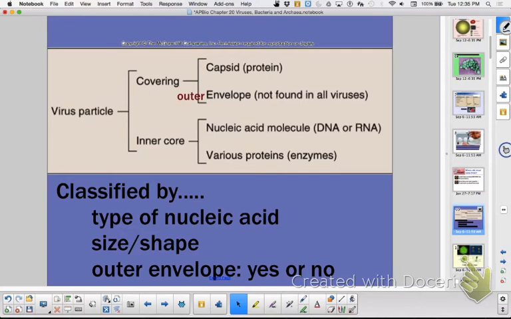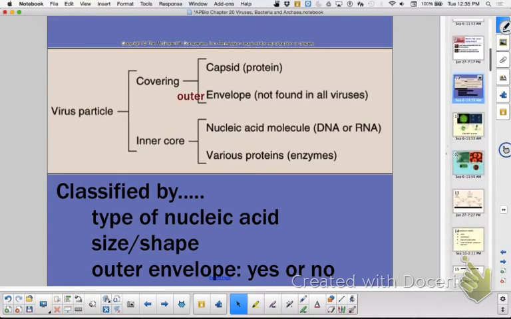What's different is they could be packaged with different enzymes, and they may or may not have a membranous envelope on the outside of them. Who tends to have membranous envelopes? Animal viruses. And they acquire that membranous envelope from their host. Okay, so that would be the next thing I would for sure be comfortable with.